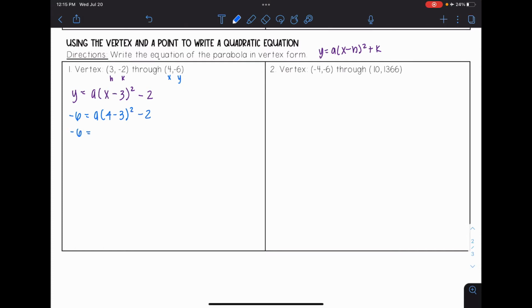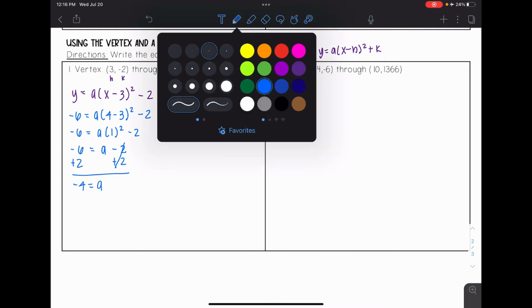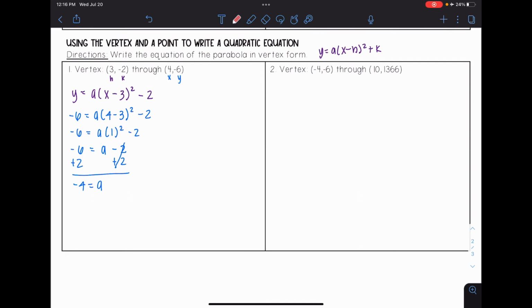So simplifying this out, I have a times 4 minus 3 is 1 squared minus 2. So I have -6 is equal to a times 1 squared, which is 1, so just a minus 2. Add 2 to both sides, and I get that -4 is equal to a. So now I can go ahead and write my equation, and I have that y is equal to a, which is -4, times x minus h, which is 3, squared, plus k, which is -2.